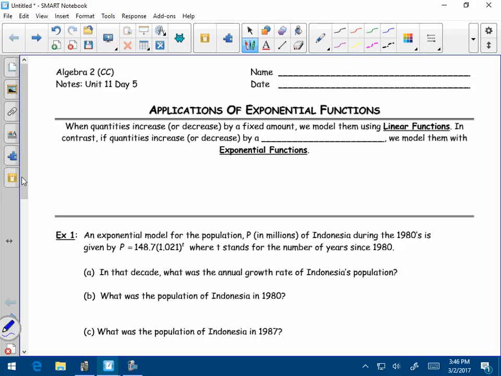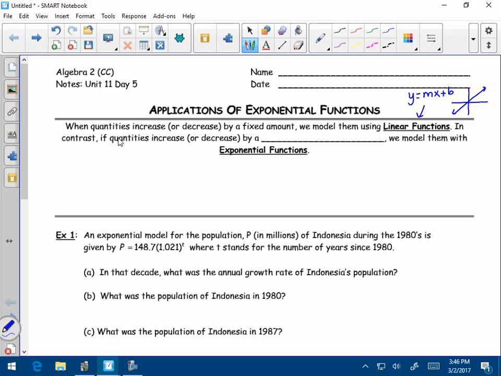Okay, now, first off, when quantities increase or decrease by a fixed amount, we model that with a linear function. And we've done that already this year. Linear functions, you know, are the equations y equals mx plus b. And what's the shape of a linear graph? It's a line. And we talked a little bit about yesterday that we could think of a linear function as an arithmetic sequence, because you're going up by that common difference, that constant amount every time.